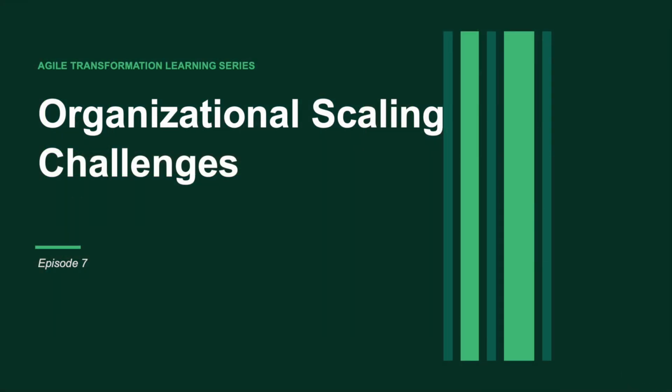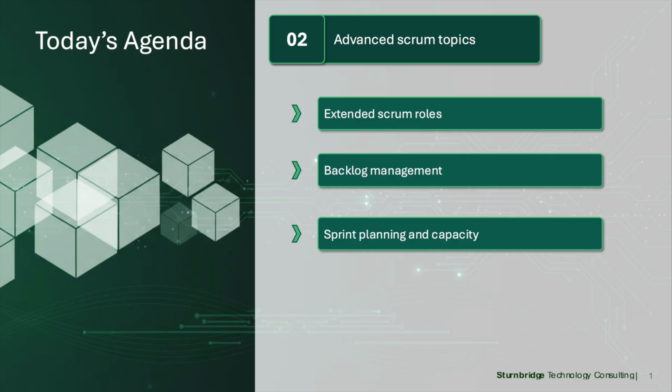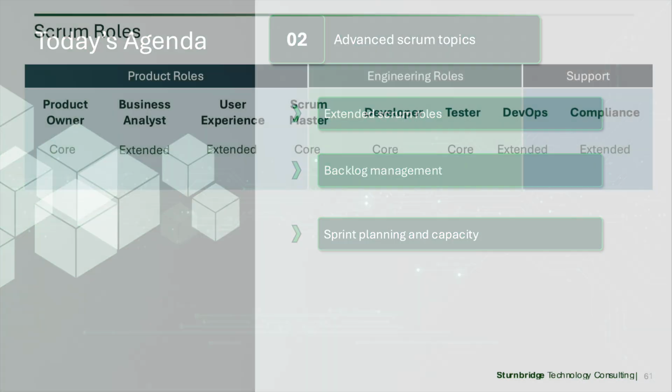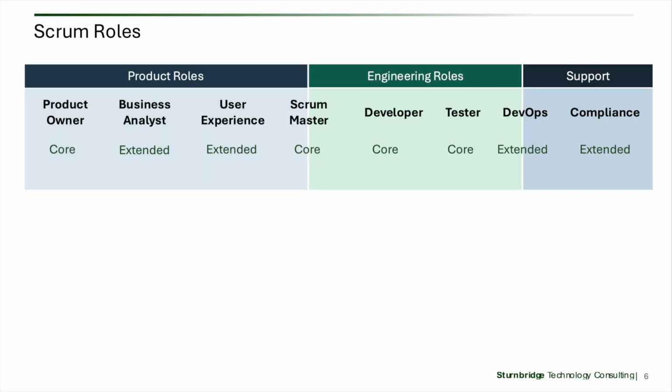Before we go further into today's topic, it is helpful to briefly connect this episode to the prior sessions in the series. The previous episode covered advanced Scrum topics and focused on 3 important areas that become highly relevant in life sciences implementations. We discussed extended Scrum roles, including roles that are especially important in regulated environments such as compliance, along with roles like business analysis, user experience, and DevOps.